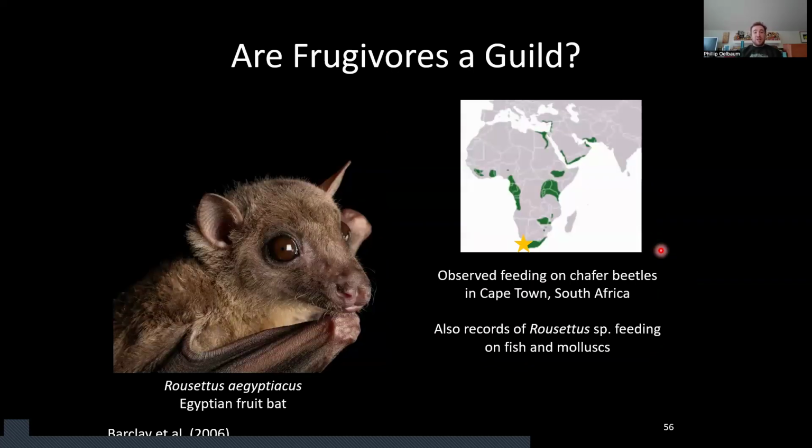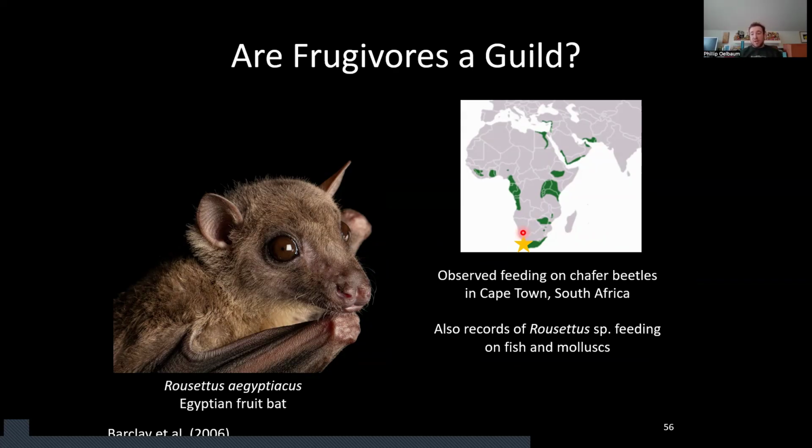And yes, these bats can even do things that we really would not expect. Rousettus aegyptiacus in Cape Town were observed actively feeding on chafer beetles. This was a very rare observation, a really rare set of circumstances where there was a tree that was lit up near a hotel where Rob Barclay et al. were staying, and they just observed this by chance. So these things likely happen, but we kind of take them for granted.